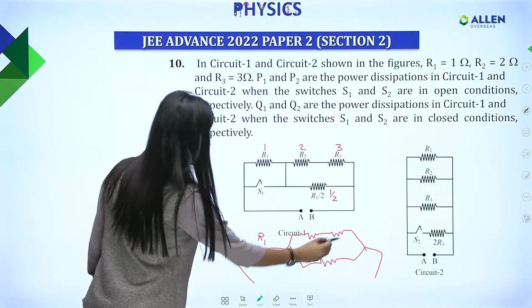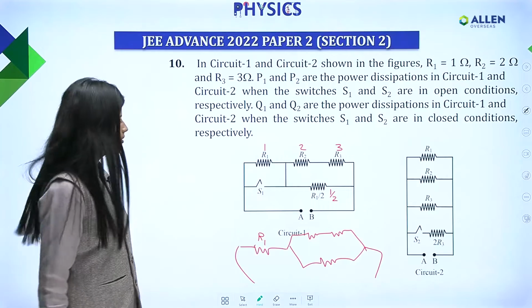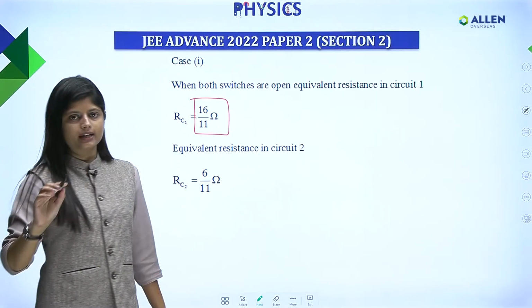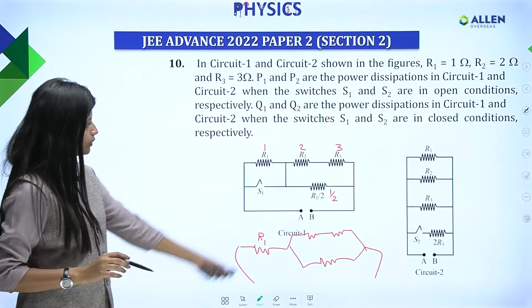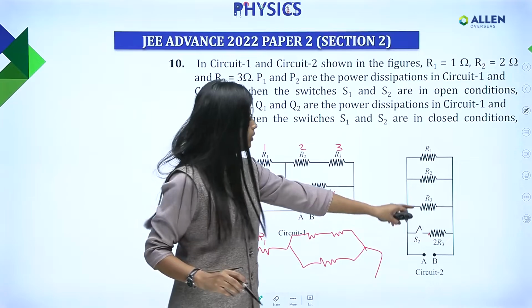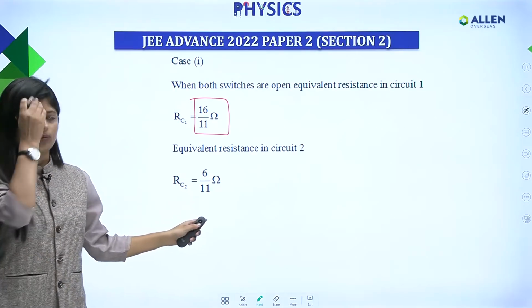So I hope you will be able to find these two are in series, then parallel, and then these two will be in series. So equivalent capacitance in this situation comes out to be 16 by 11. And similarly for the second case, this is R2, S2 is open. So these three are in parallel. So it comes out to be 6 by 11 ohm.